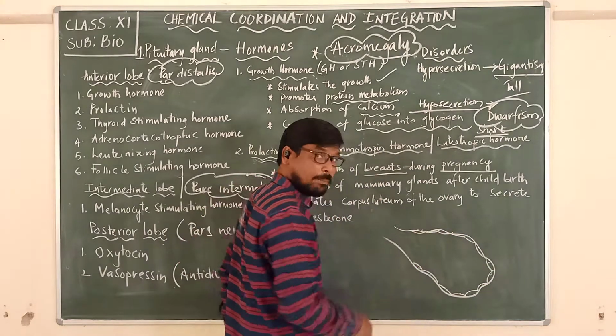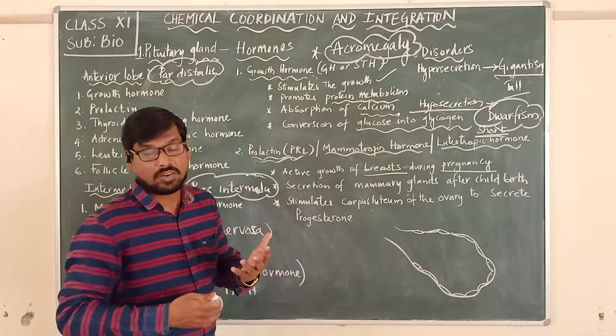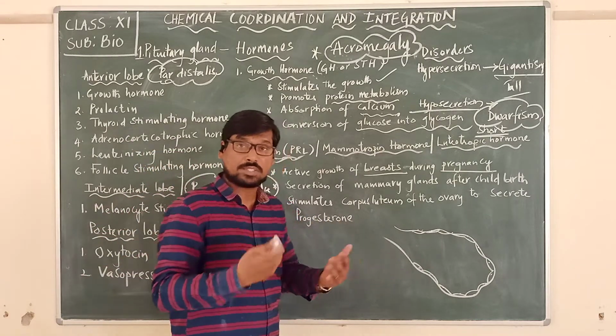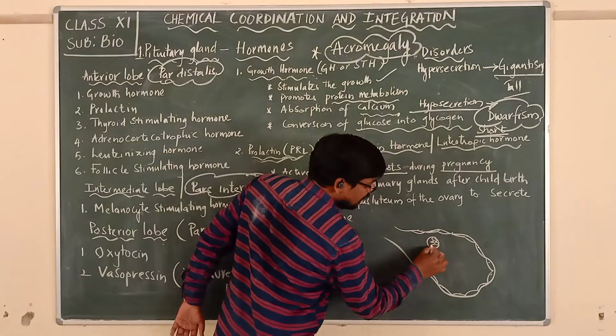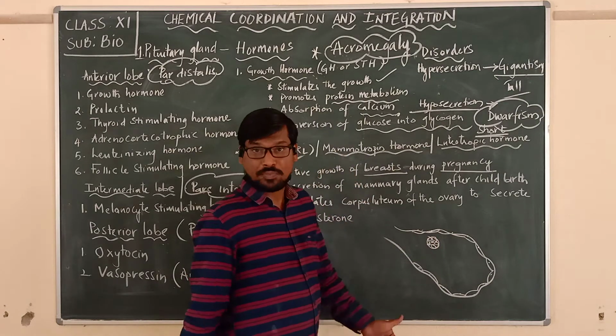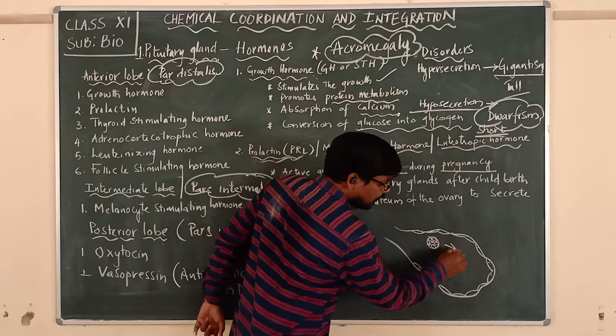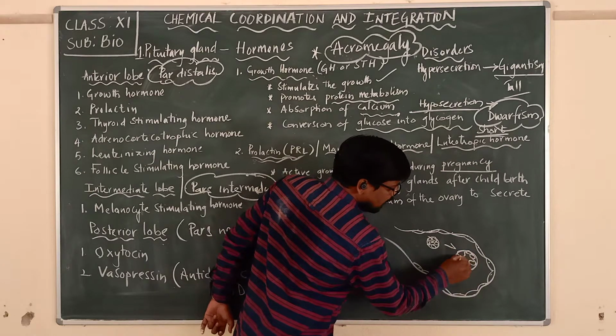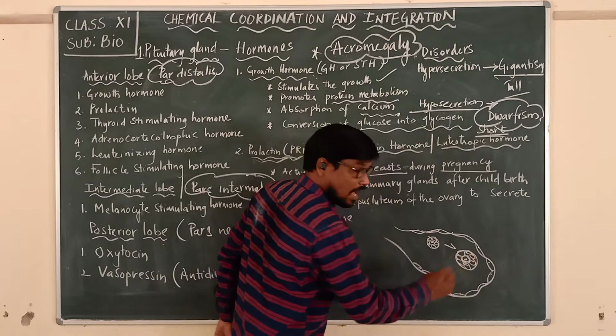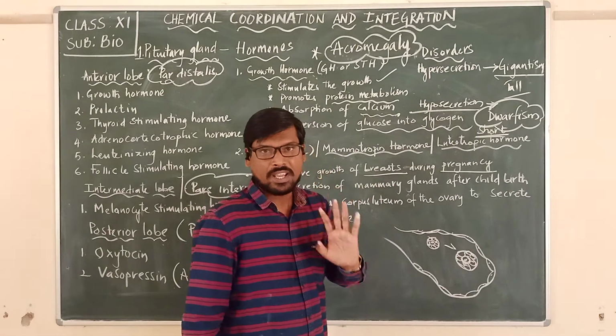From these germinal epithelium cells, which undergo mitosis as well as meiosis, one follicle is produced, called the Graafian follicle. When this Graafian follicle matures, it is the Graafian follicle that contains the egg.